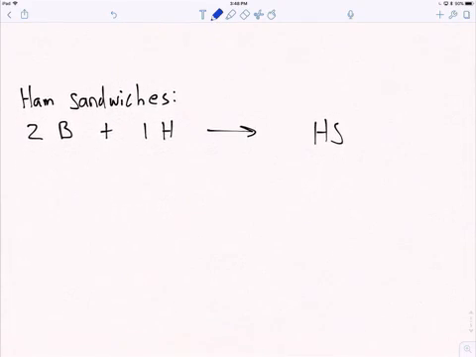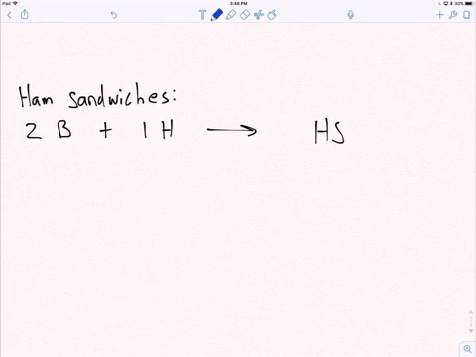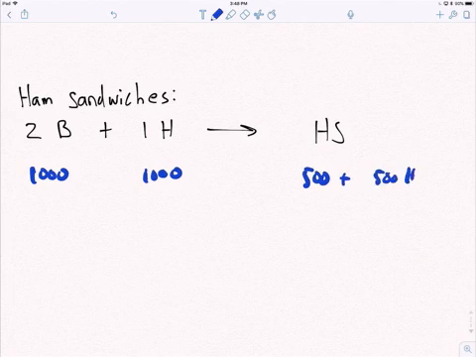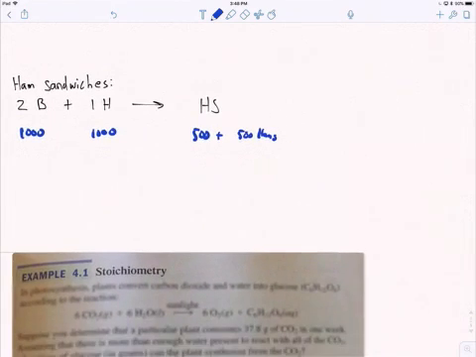How about the good old ham sandwich chemical reaction? 2 pieces of bread plus 1 slice of ham makes a ham sandwich. So if I have 1,000 pieces of bread and 1,000 pieces of ham, how many ham sandwiches can I make? 500, right? And I will have 500 hams left over. So I'll have excess ham. If I wanted to make more ham sandwiches, I need more bread. And this one's a little bit more complicated because of this 2 to 1 ratio from the balanced chemical equation. So keep that in mind.